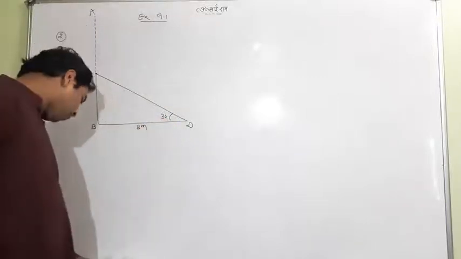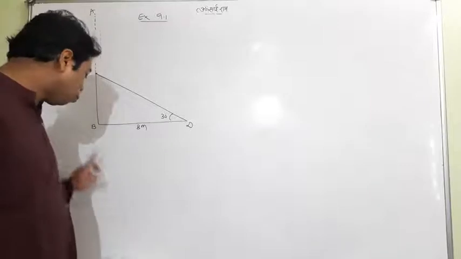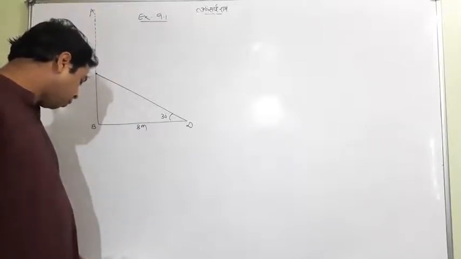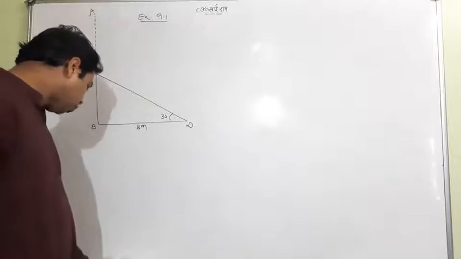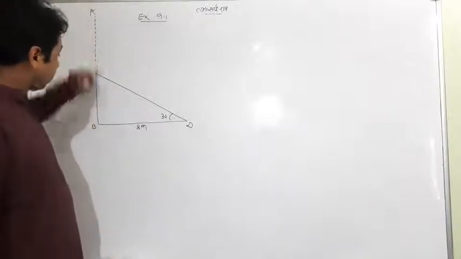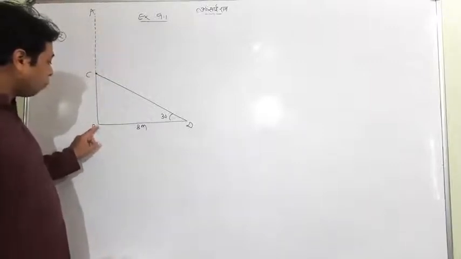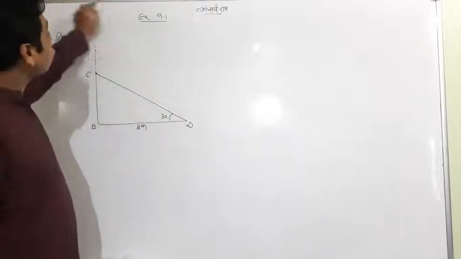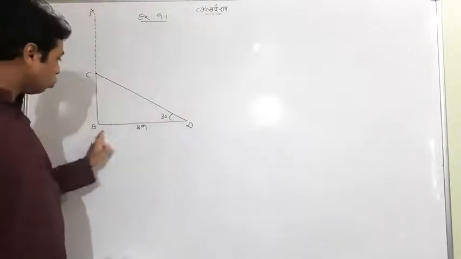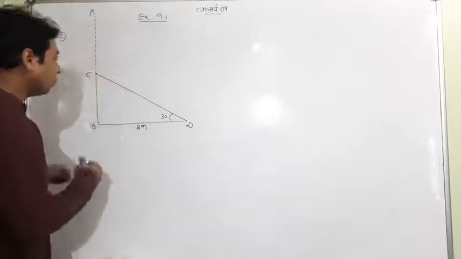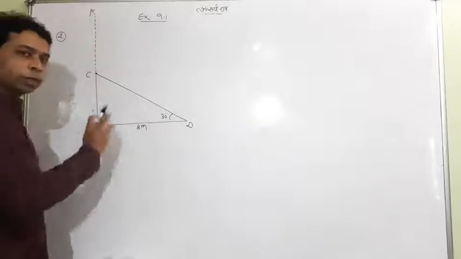And the question says the distance between the foot of the tree to the point where the top touches the ground is 8 meter. The top touches at D. So D to B is 8 meter. The question says find the height of the tree. We want to find the total height of the tree.